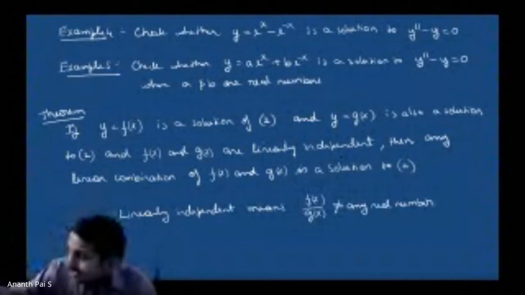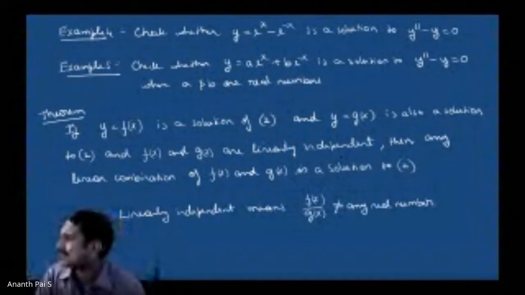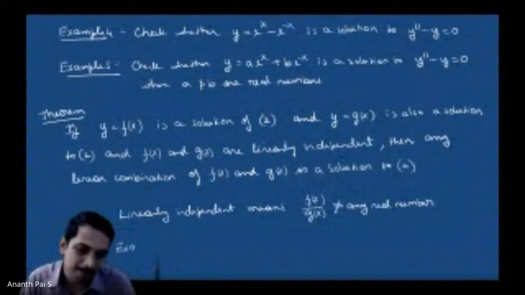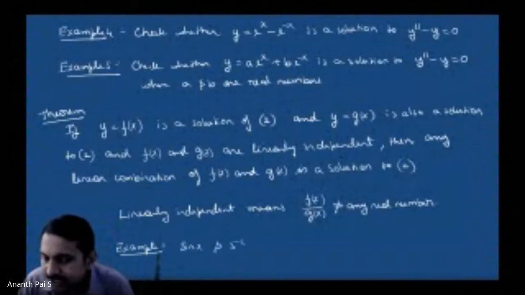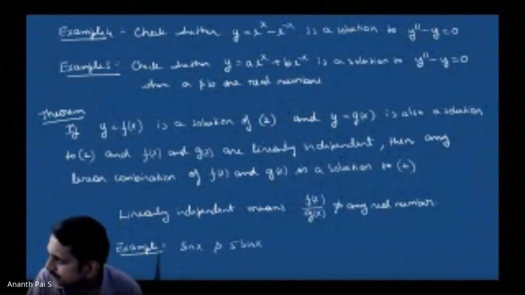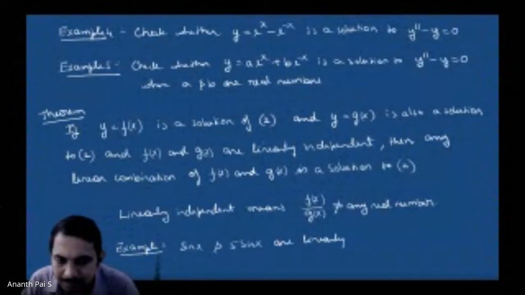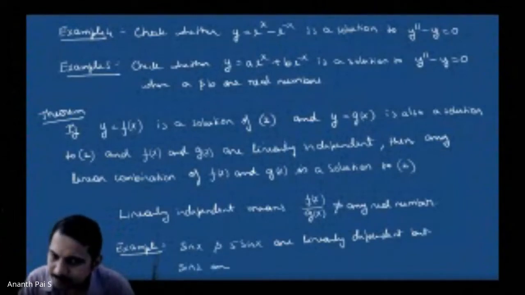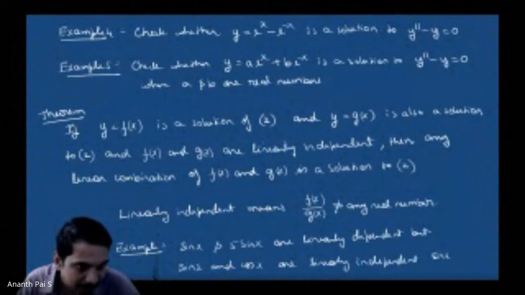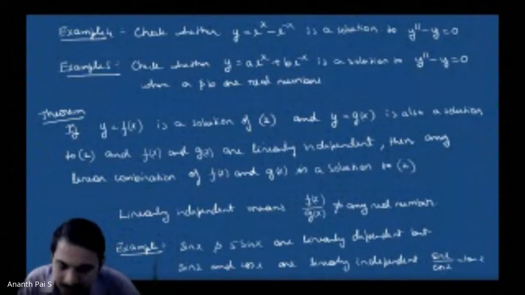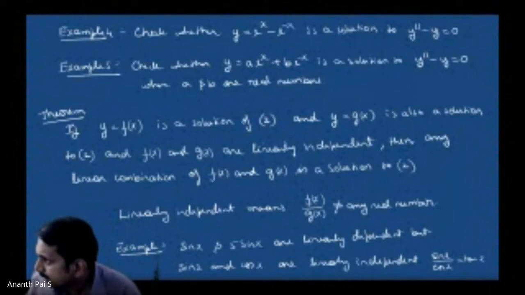Meaning, f of x by g of x should return a function rather than a number. For example, sine x and 5 sine x, which is a multiple, are linearly dependent. But sine x and cos x are linearly independent. Why? Sin x by cos x is equal to tan x, which is another function. Getting that point? So it is linearly independent.